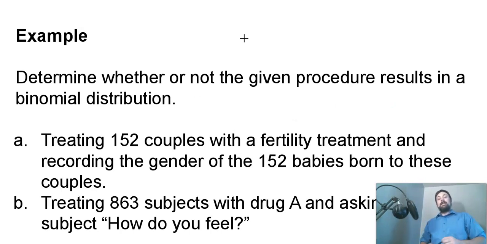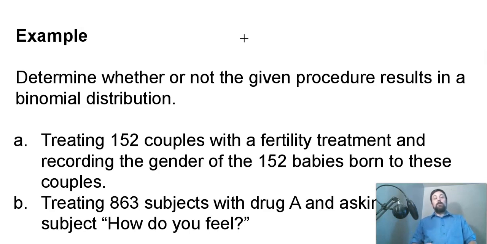Determine whether or not the given procedure results in a binomial distribution. And so we will say, yes, it's a binomial distribution if it meets all 4 of those requirements. And we will say, no, it's not a binomial distribution if it fails any of them. So if just even one of those requirements is not met, it cannot be a binomial distribution. All right, so let's look at part A.